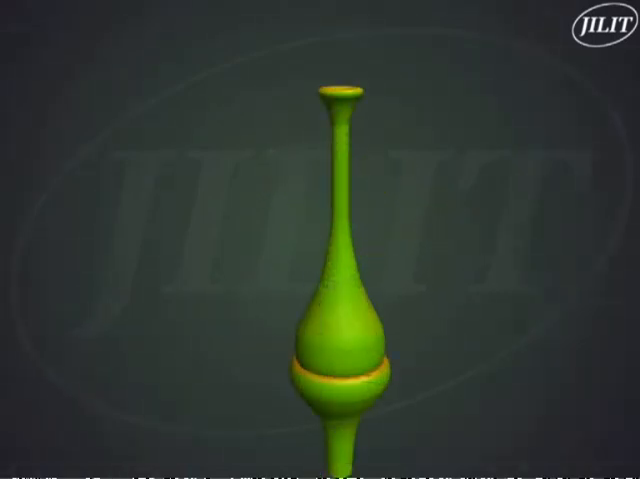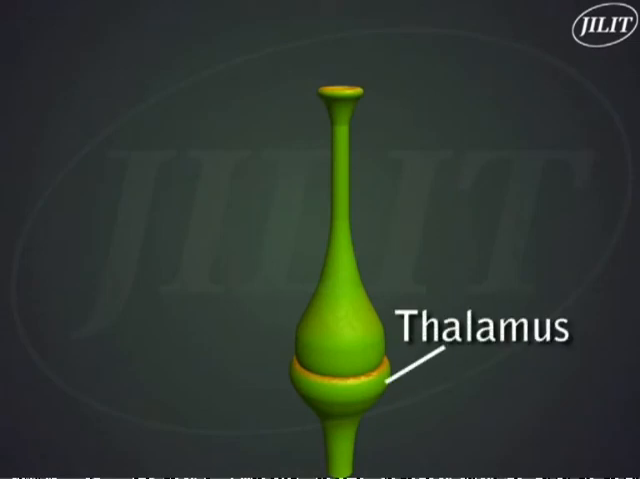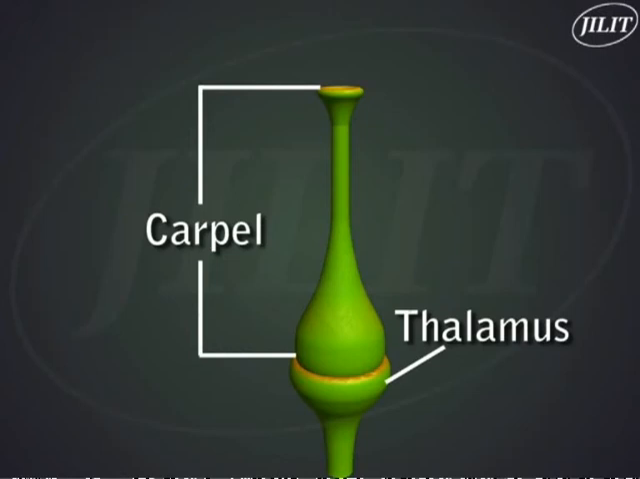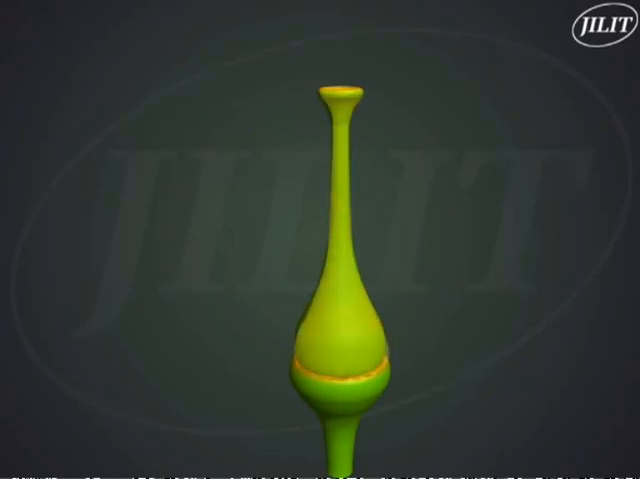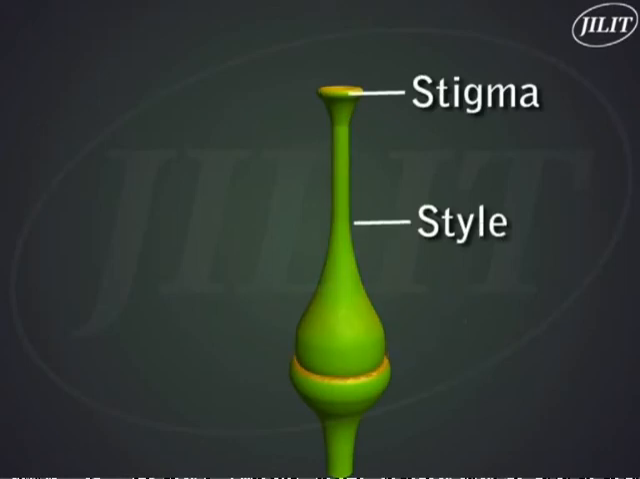The innermost part of a flower that is placed on a receptacle known as thalamus is carpel. Carpel is female reproductive part of a flower. Gynoecium or pistil is most commonly used as a collective term for all carpels in a flower. Carpel is made up of 3 parts: stigma, style, and ovary.